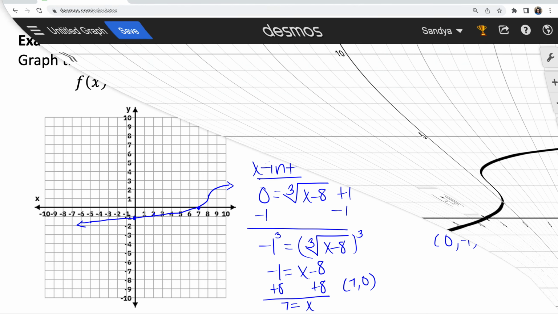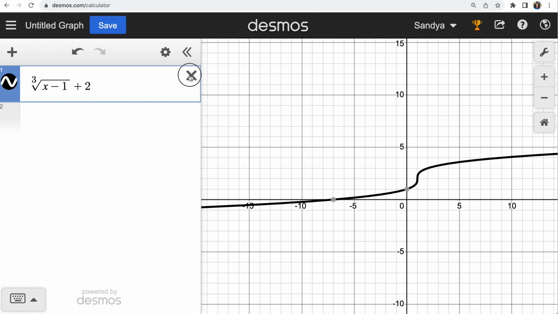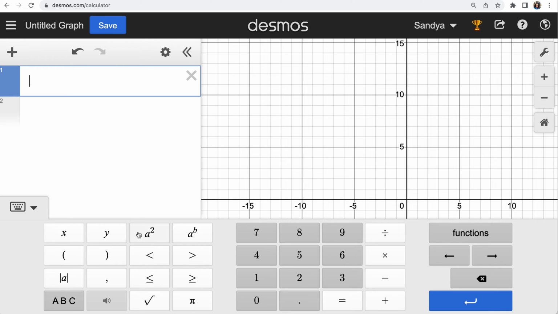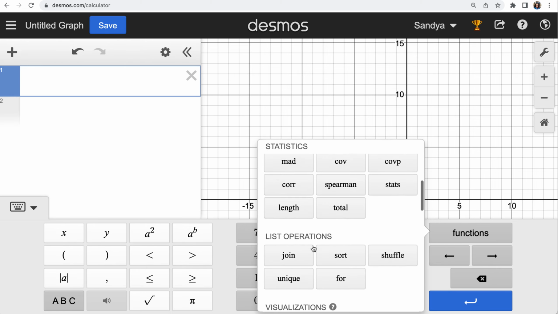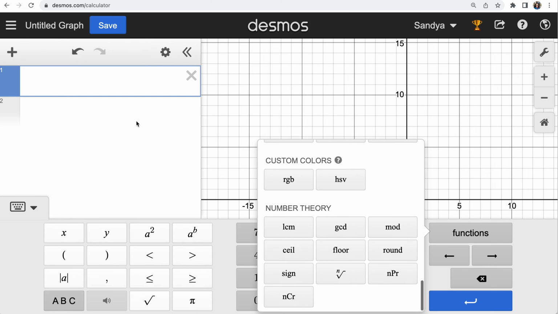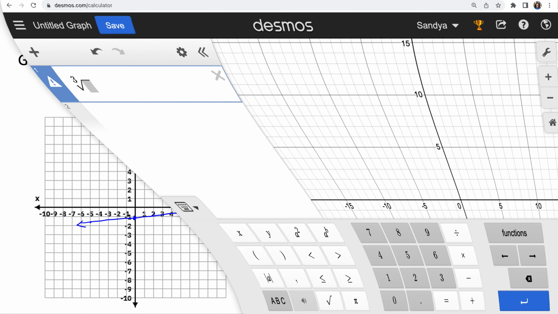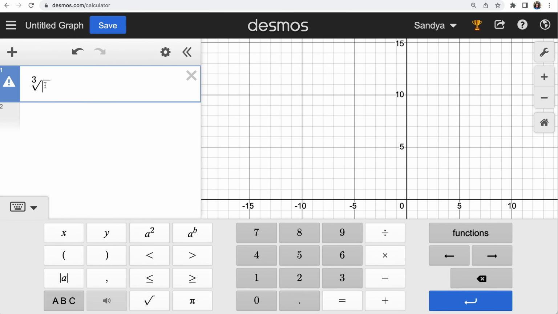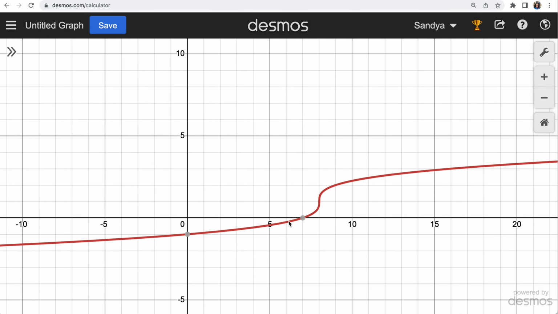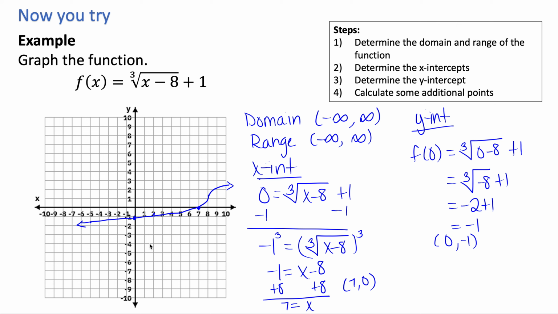Then you can go to Desmos and once again enter this in Desmos. Just to remind you, you go to the keypad and then functions, scroll down to the nth root, and we have the cube root of x minus 8, plus 1. So you go under the cube root, x minus 8, and then click out, and then do plus 1. Then you can get some additional points that you can use to graph this function. So you can sketch the graph, which kind of looks like this, using Desmos.